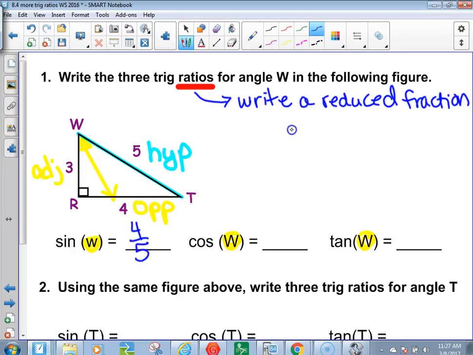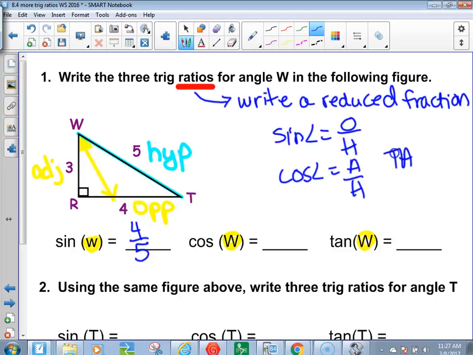If you need to write down your trig ratios, you have them at the top of the page, I believe, or no? Okay. Or if you want to write them down, you can go through and do sine of an angle equals opposite over hypotenuse, cosine of an angle, adjacent over hypotenuse, and then tangent of an angle, opposite over adjacent. All right, so then cosine from W would be adjacent over hypotenuse, 3/5. And the tangent would be opposite over adjacent, 4/3.